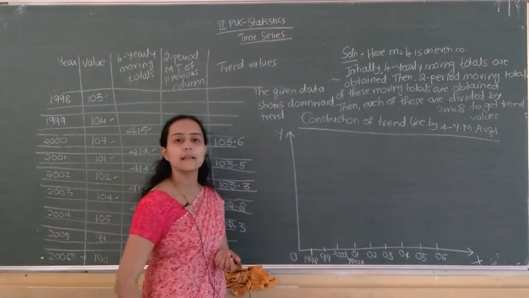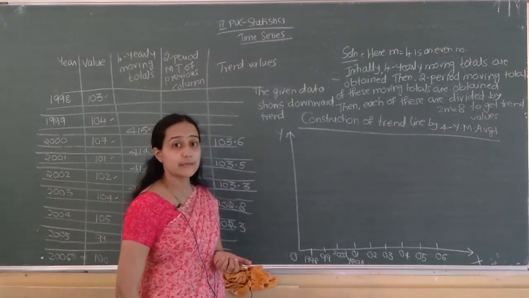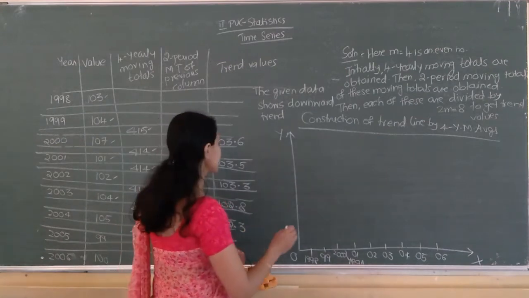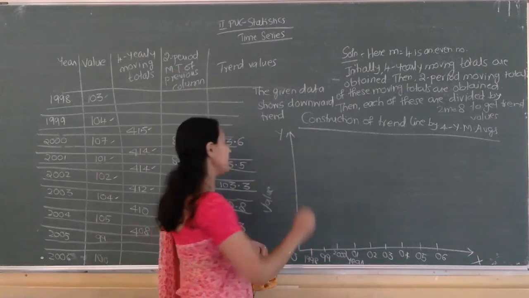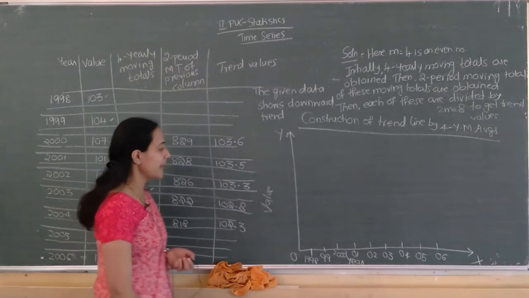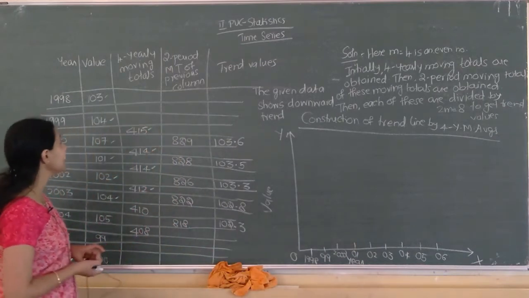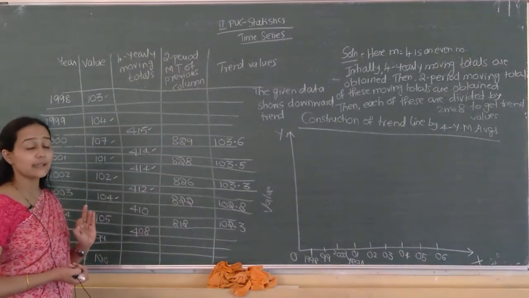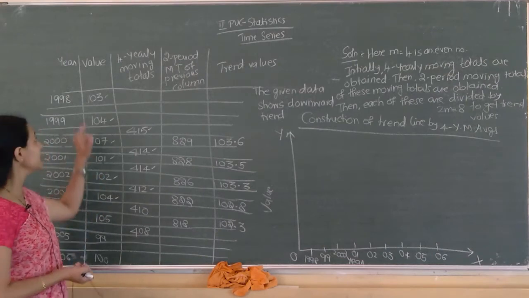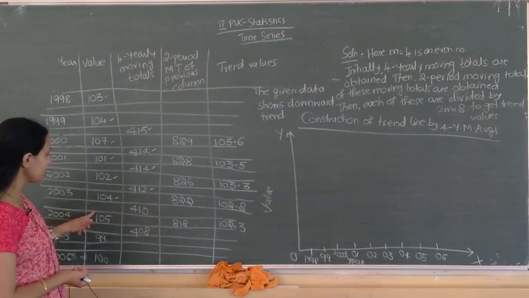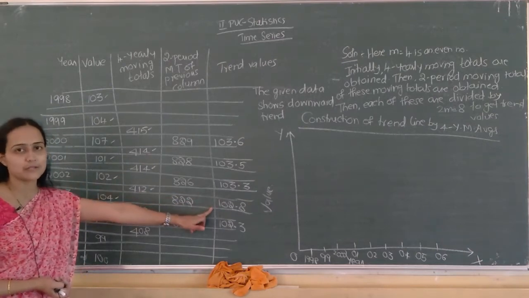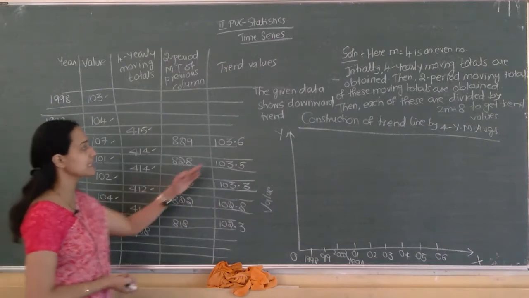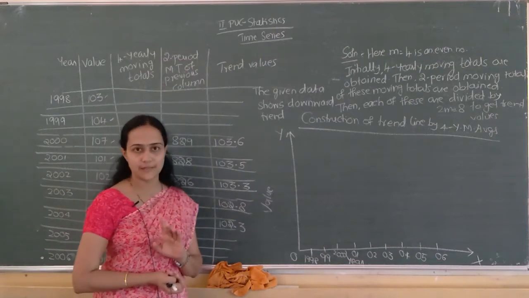Correct now? Next, along the y axis, which one are we taking? Along the y axis it is value. Remember one thing: while taking values, you have to see which is the lowest and which is the highest value, including trend values also.